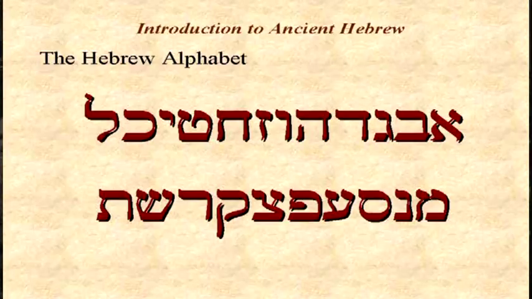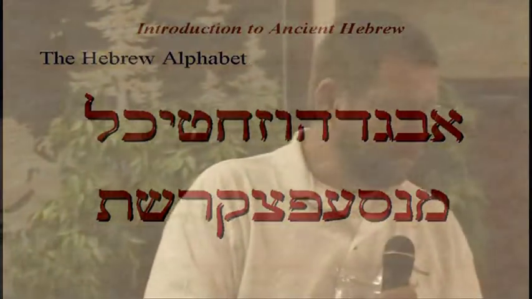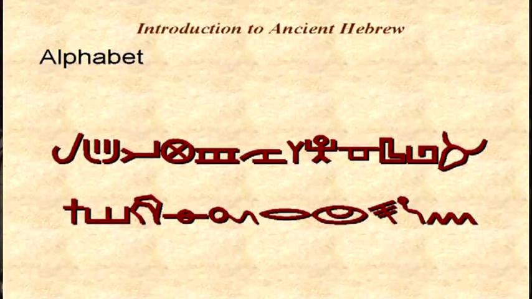Okay, the alphabet: Aleph, Bet, Gimel, Dalet, Hey, all the way down to the top. Most of you recognize this. However, that is not how Hebrew was originally written. Okay? It was written like this. They're pictographs, similar to Egyptian hieroglyphs. Every letter was a picture of something. See, the Hebrew language is very picture-oriented.